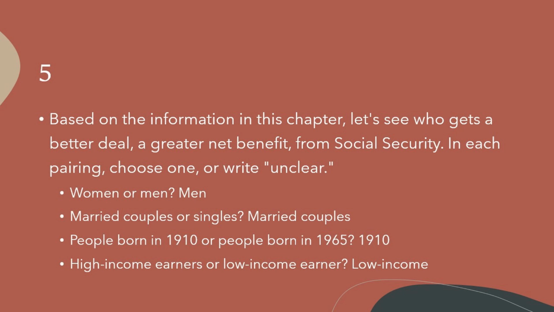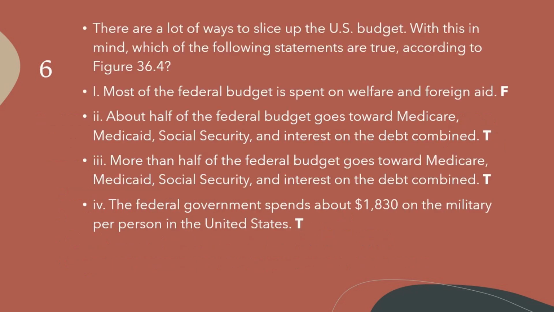High income earners versus low income earners. Low income earners get a better deal from Social Security because they earn a higher percentage of their earnings through the program. Number 6 is talking about a pie chart on the U.S. budget, and we're given a bunch of true or false questions to answer.